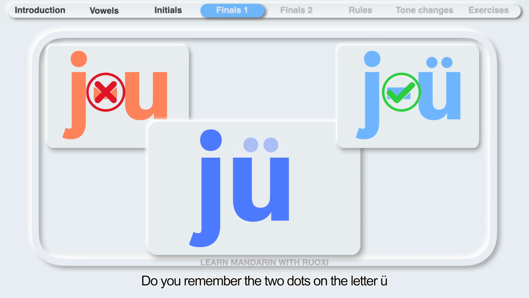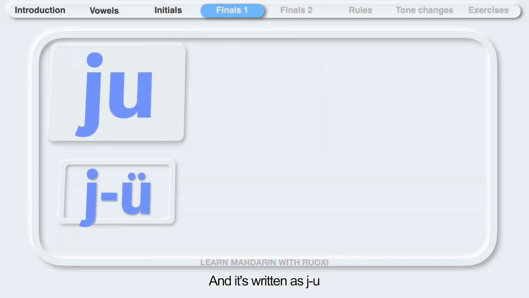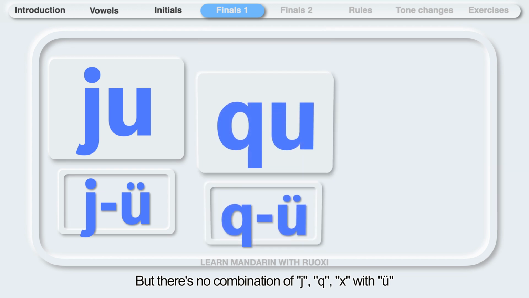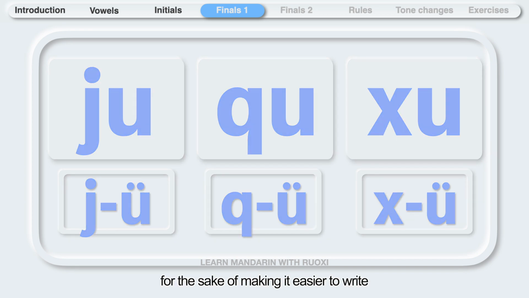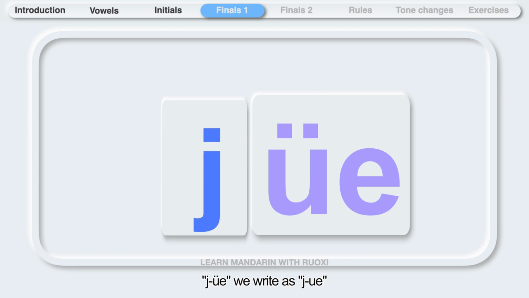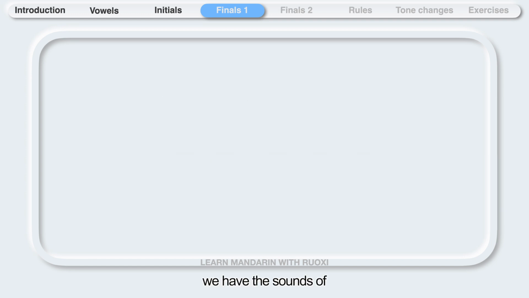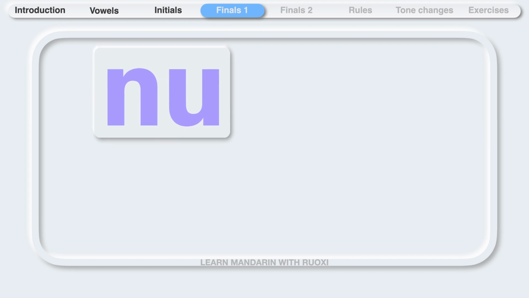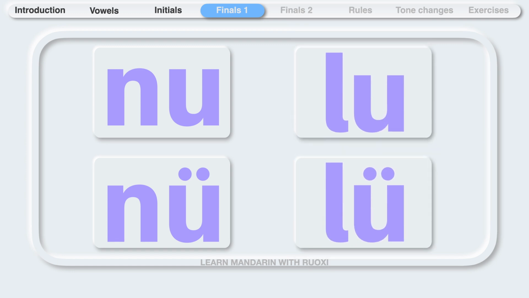Do you remember the two dots on the letter u? When we spell j, q, x with yu, the two dots above u will be omitted, because there's no combination of ji, qi, xi with yu. So we omitted the two dots of yu for the sake of making it easier to write. So here, ju we write as jue, que, xue. But we have the sounds nü, lü. So the two dots of ü cannot be omitted.